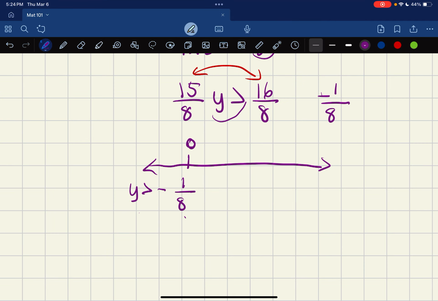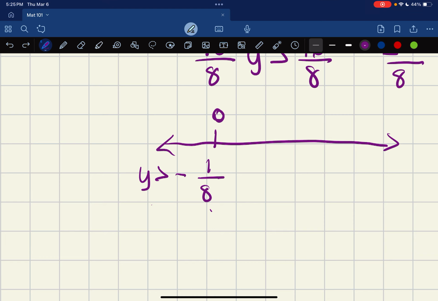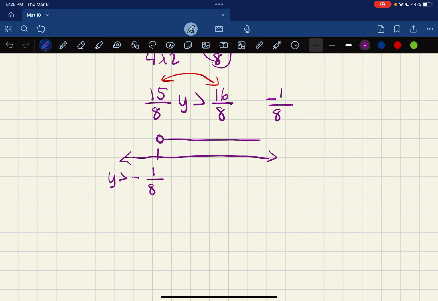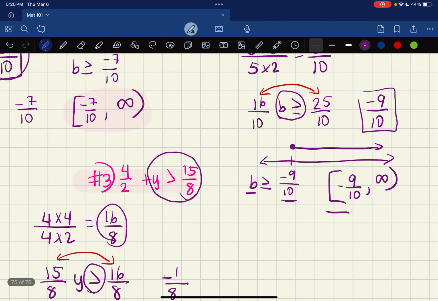I bring down this sign right here so you can see it better. So here we see that y is bigger than this. Therefore, we're going to go all the way to the right, meaning that in interval notation, this would be negative 1 over 8, comma, infinity, and both with parentheses because this is also non-inclusive. Here, we put the bracket because this is an inclusive sign.